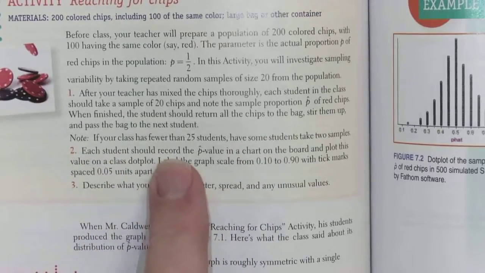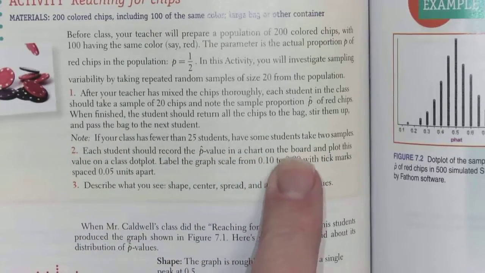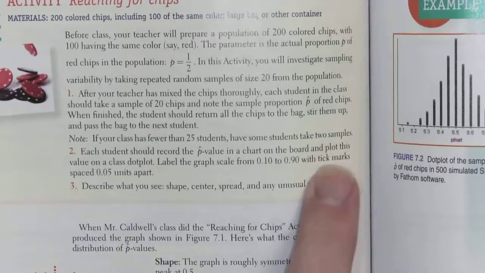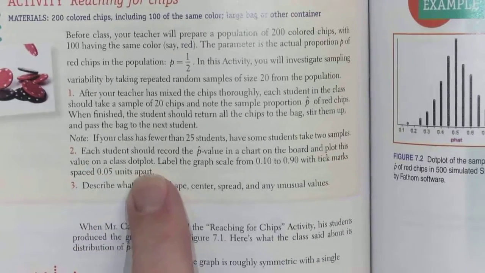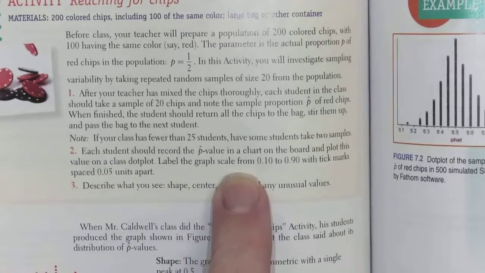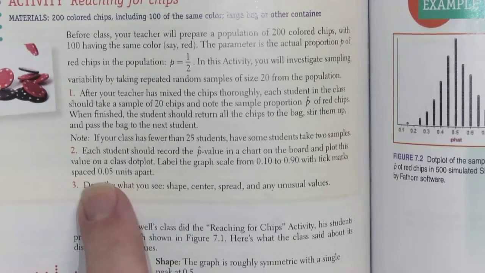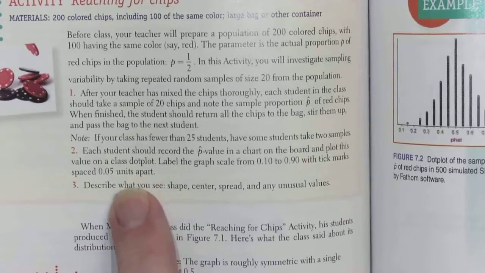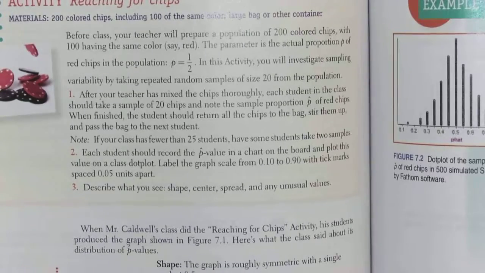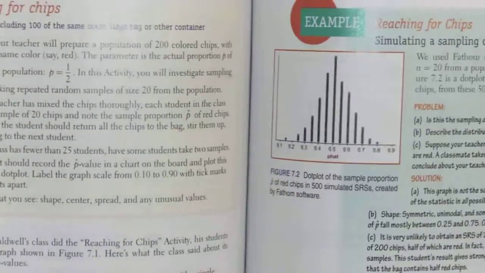Now, each student should record the p-hat value in a chart on the board and plot this value on the class dot plot. Label the graph scale from 0.1 to 0.9 with tick marks spaced 0.05 units apart. Okay, now let's see if we can see Seth. I'm going to turn this very carefully. He's sideways.